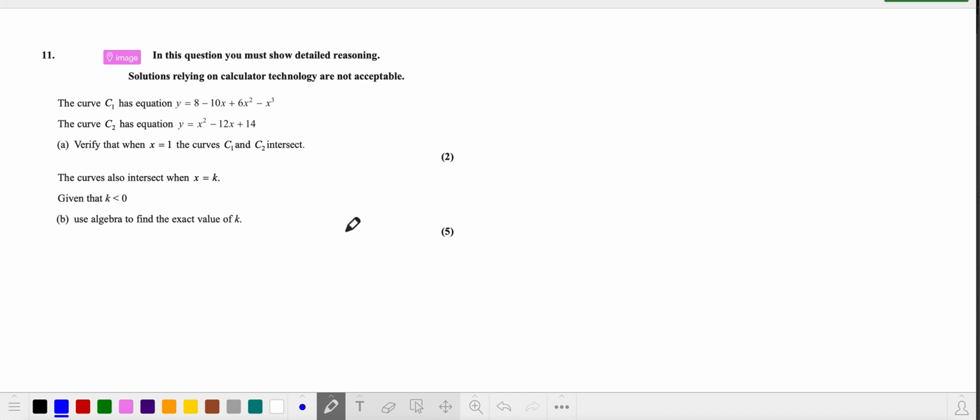All right, curve C1 has the equation, this. Curve C2 has the equation, this. Verify that when x equals 1, the curves intersect. So if they intersect, then both x and y are equal at that point of intersection. I'm going to write that down.